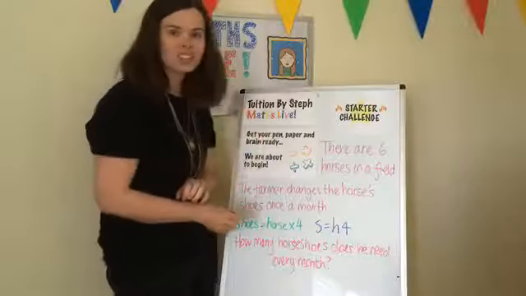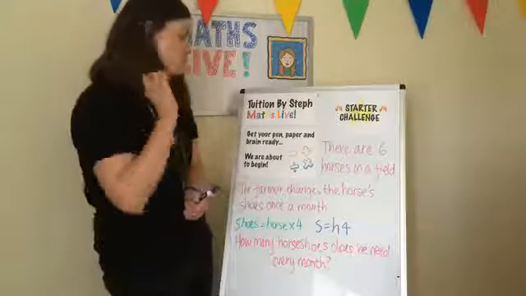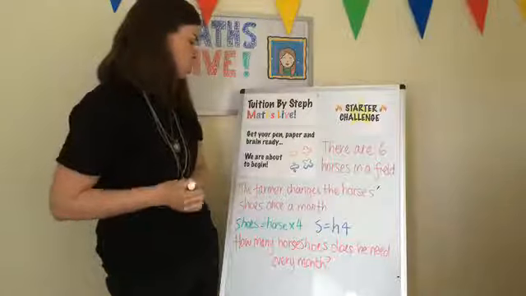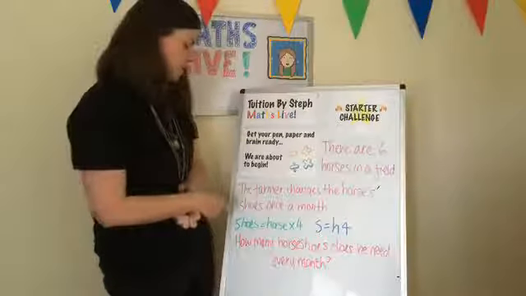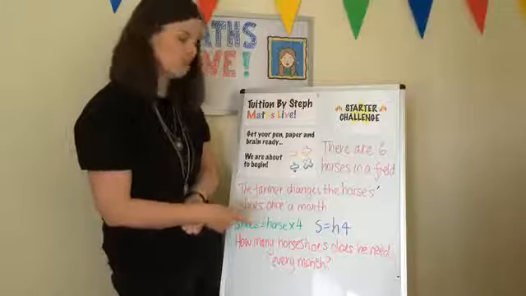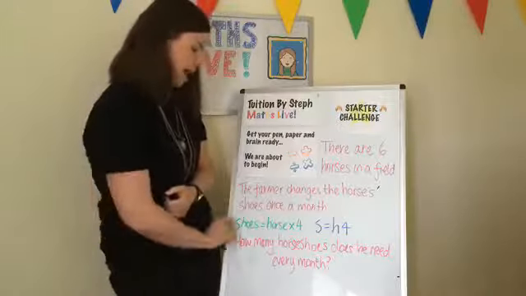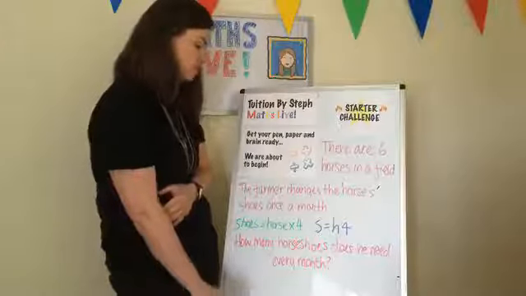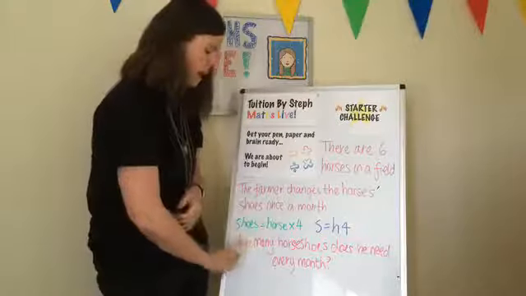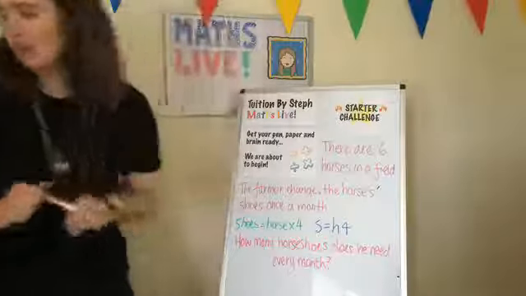Here is the challenge to set you out. There are 6 horses in the field. The farmer changes the horse's shoes once a month. So we know how many shoes there are because it's each horse times 4. A shorter way of writing it is S equals H4. How many horseshoes does he need every month? Read the problem. This is me just showing you the algebra, don't worry about that. The question is, how many horseshoes does he need every month? Have a go at that while I do some more shout outs.